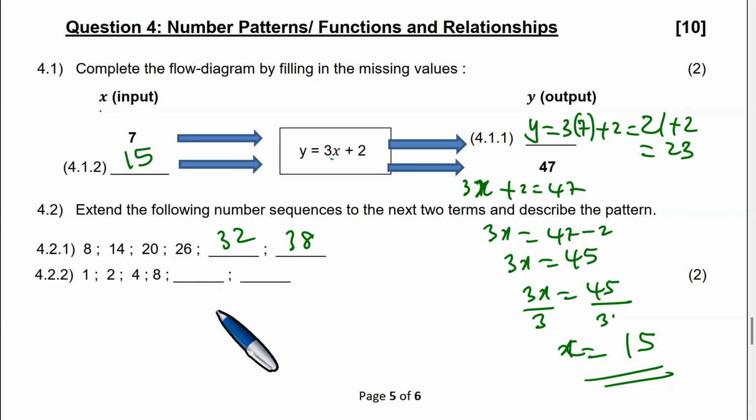1, 2, 4, 8, then what? Let's see. Please come again. 16 and what? 32. 32, because you can see these are powers of 2. So, yeah, you raise to the power 1, to the power 2, to the power 3, to the power 4, to the power 5. Next.